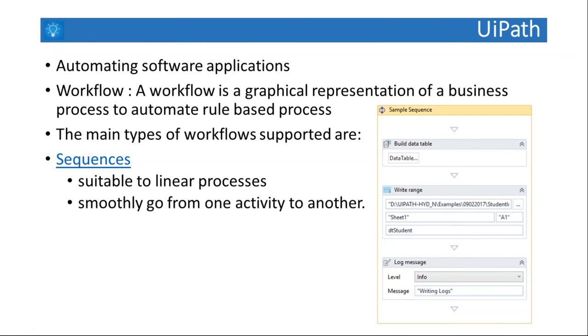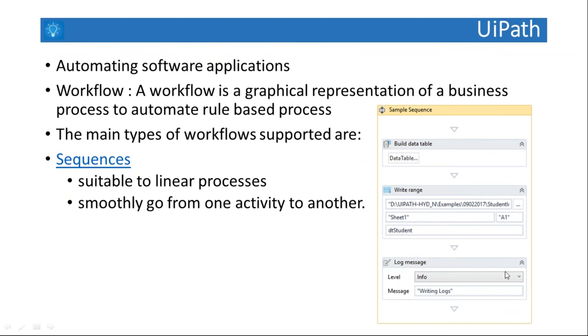That is called a workflow. Basically, the main types of workflow supported are sequences and flowcharts. So what are sequences? Sequences are suitable for linear processes. What is a linear process? It's a direct process. Simply, I'm constructing one table, writing, and coming back. I don't want to take any decisions here, and I don't want to go back to previous steps here. In such ways, I can go ahead with a sequence.